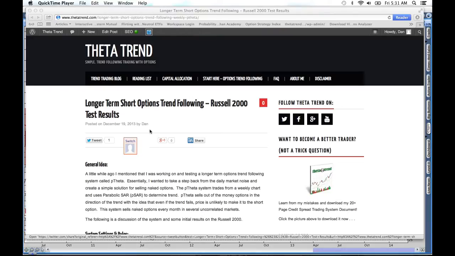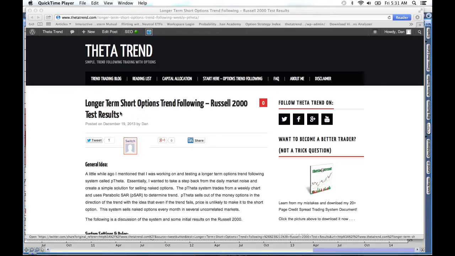Today is January 3rd, 2013, and it's about 5:30 a.m. here, so 2 hours or so before the markets open Mountain Time. What we're going to do today is take a quick look at the pTheta system, which is a short options trend following system.